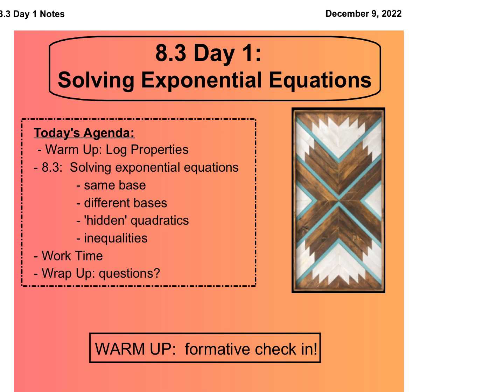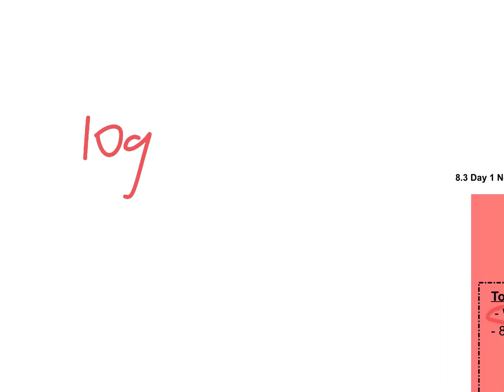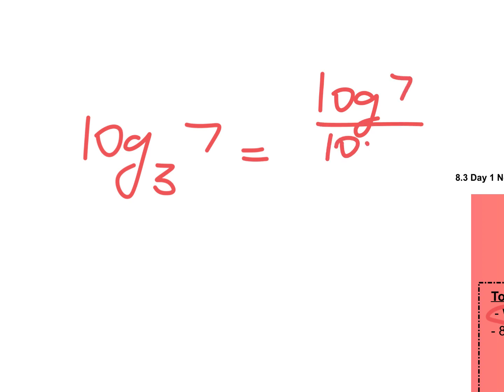Okay, for today, we're talking about log properties, and I need to remind you of a few of them. I'm going to remind you of a couple first. If I have log base 3 of 7, that can be written as, well, I think you'll remember that it looks kind of like this, but I'm going to see if you remember which one's which. Is it log 7 over log 3, or is it log 3 over log 7?